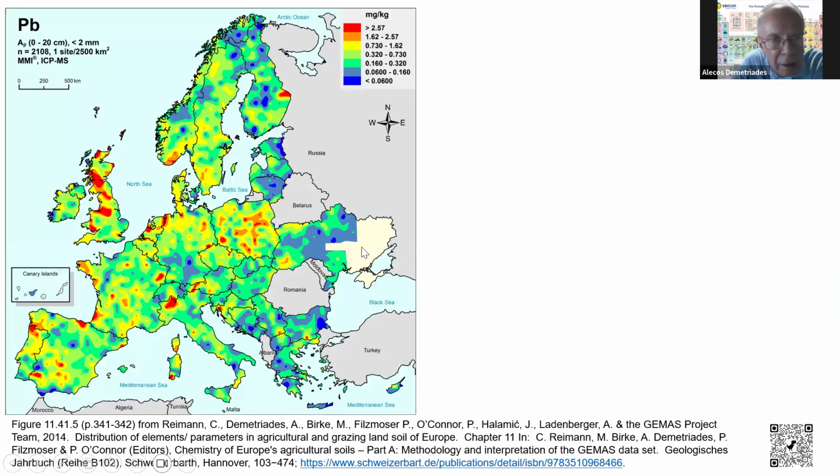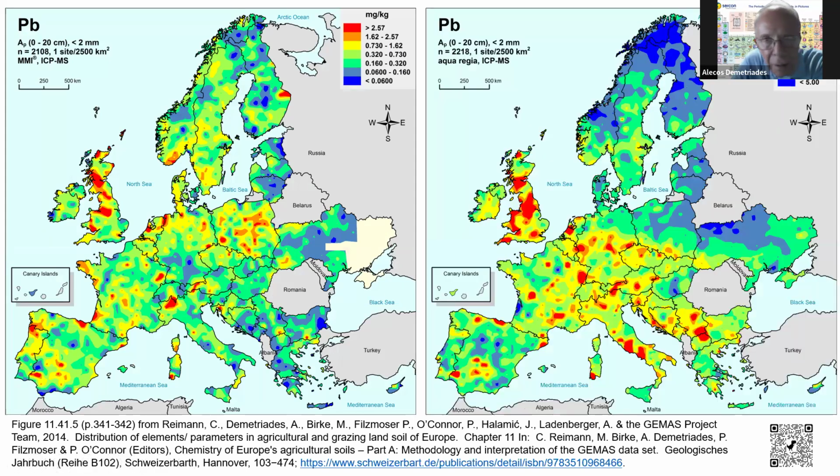Now here we see the map with the cold MMI. We see here the map of aqua regia. Now, if you compare it at your leisure, you will see there are differences. For example, a distinct difference is in Italy, in central Italy, where there are anomalies in the aqua regia, whereas in the MMI, there are no anomalies.